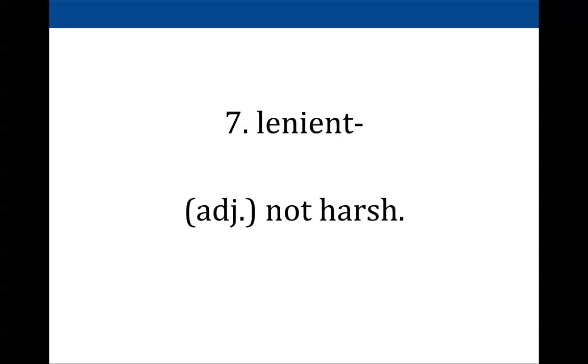Number 7 is lenient, and lenient is the opposite. It is the antonym of harsh. So if you think of a parent who's extremely strict, extremely harsh, if you look at the totally opposite end of the spectrum, on the other side would be a very lenient parent. Someone who is very relaxed. Maybe you don't do what you're supposed to do, but they're probably not going to get up in your face and yell at you and punish you. They tend to be more relaxed, more lenient. So lenient is not harsh or relaxed or easygoing.